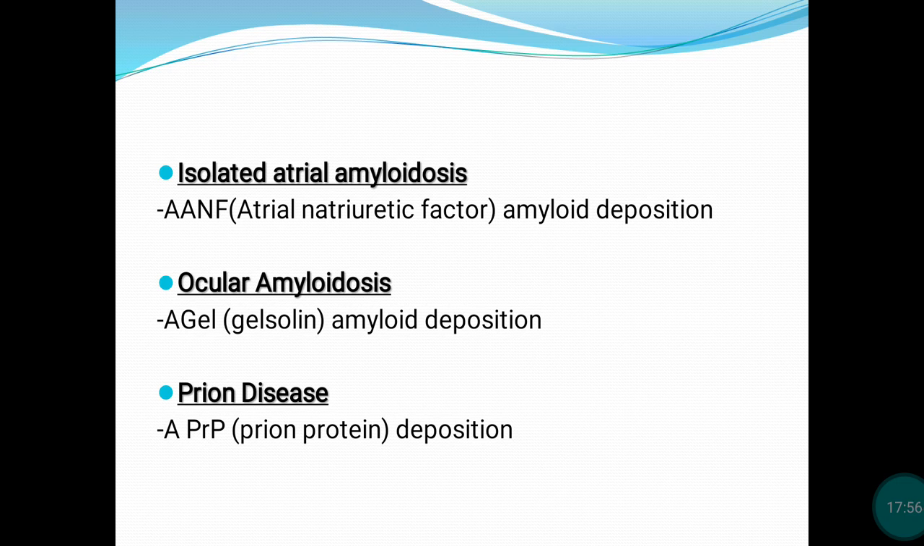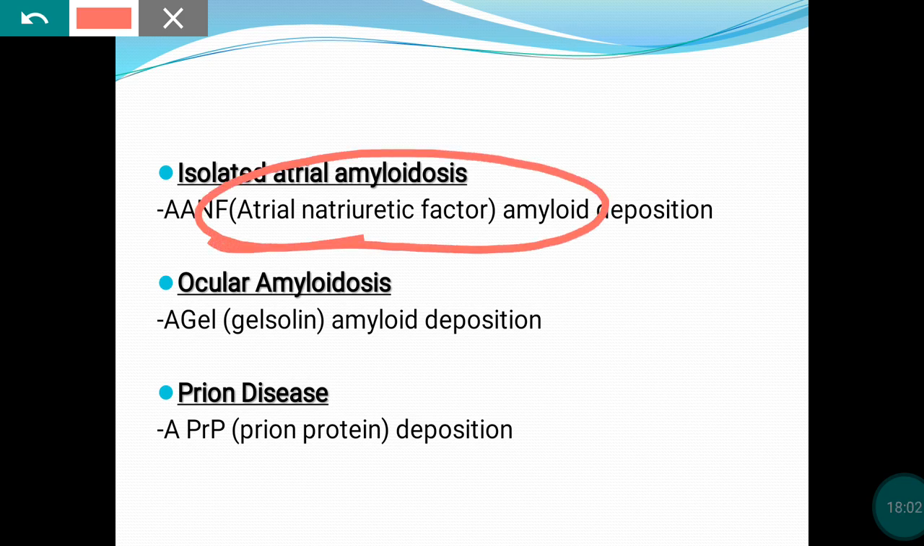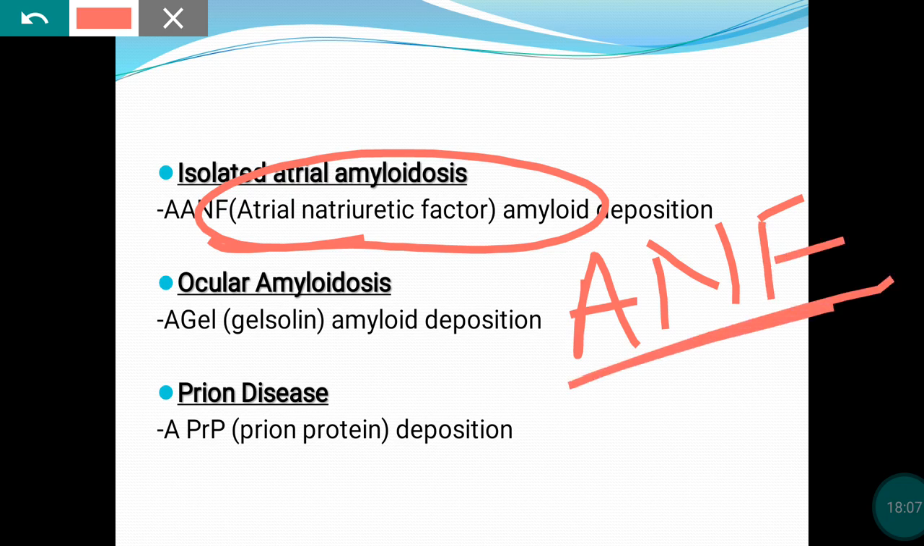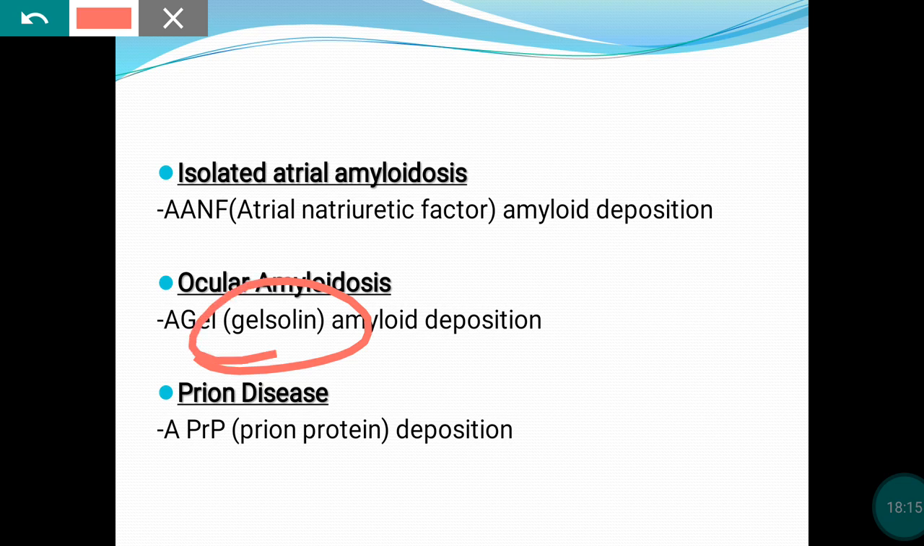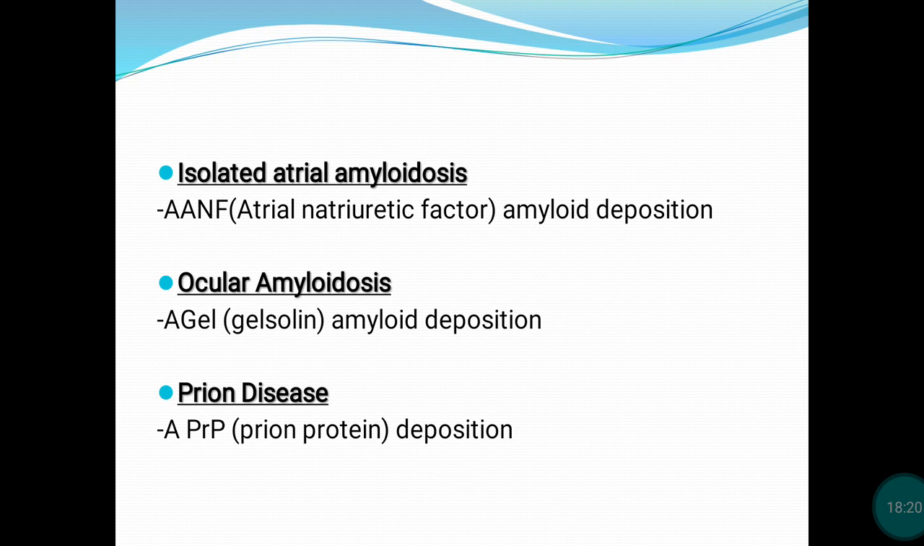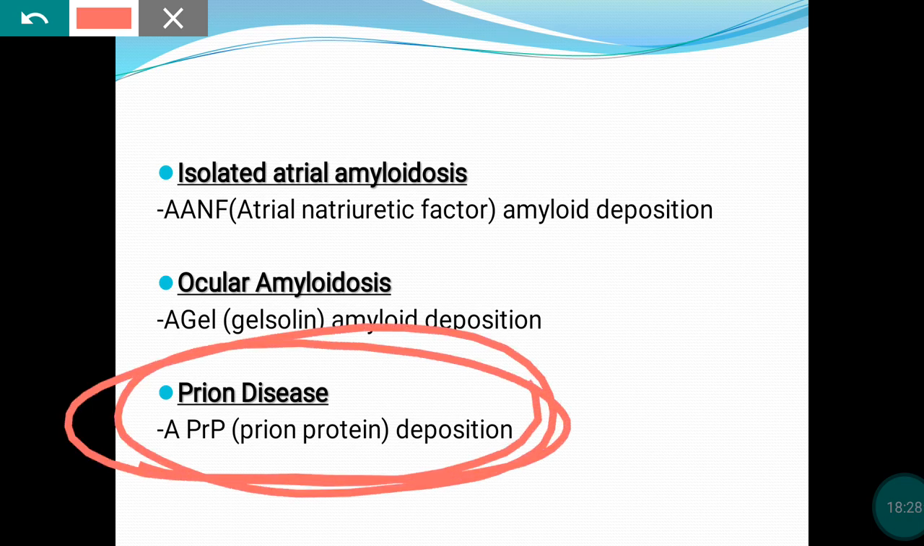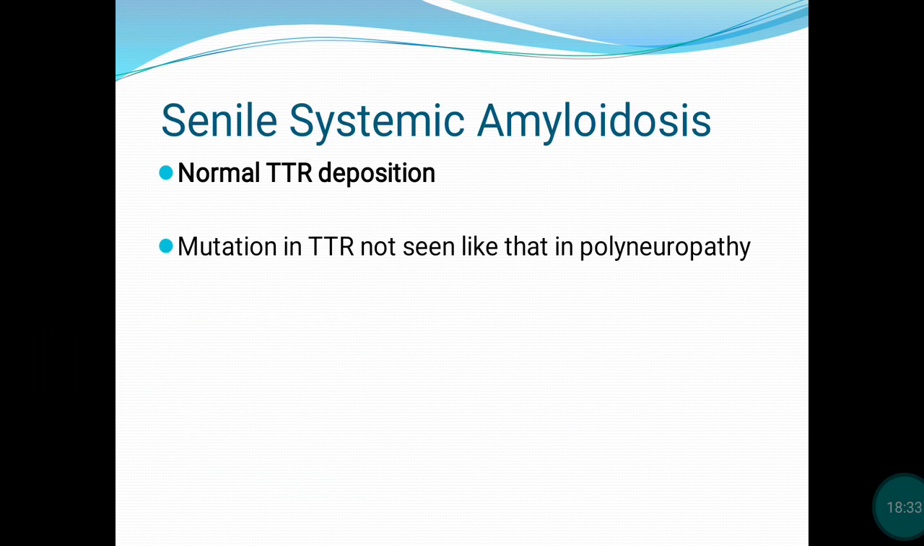The fourth entity in localized amyloidosis is the deposition of atrial natriuretic factor, that is ANF. Usually it involves the atrium of the heart. That's why the name given is isolated atrial amyloidosis. If there is a deposition of gelsolin, then it is called ocular amyloidosis. Another variety is prion disease, in which the prion protein gets deposited. That is also an example of localized amyloidosis.